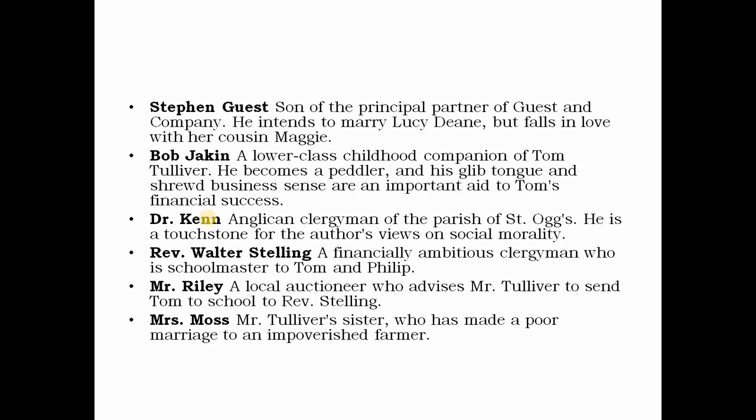Bob Jakin, a lower class childhood companion of Tom Tulliver, a friend to Tom Tulliver. He becomes a peddler, which means he sells small things in the streets. His glib tongue, he had a very oily tongue, and shrewd, clever business sense are an important aid to Tom's financial success. So Bob would help Tom, his friend, in the time of crisis.